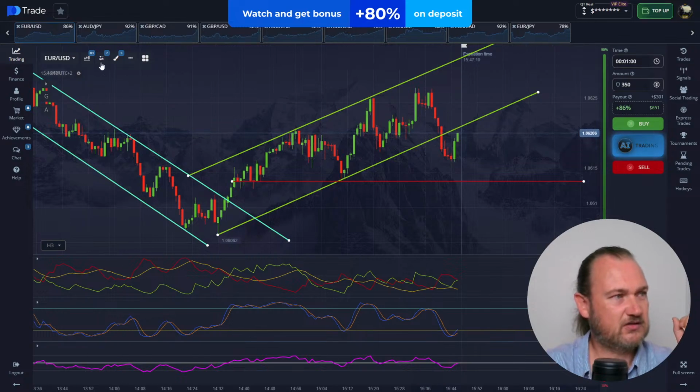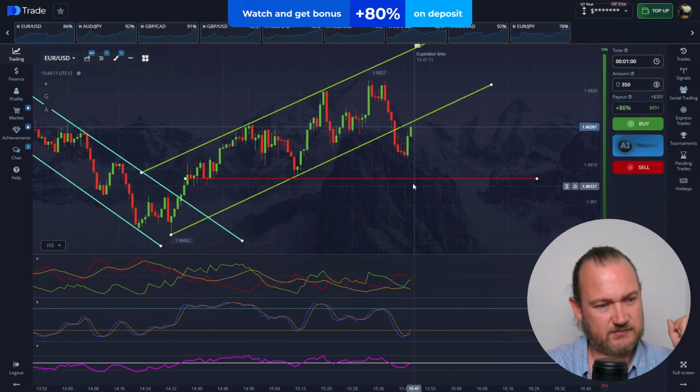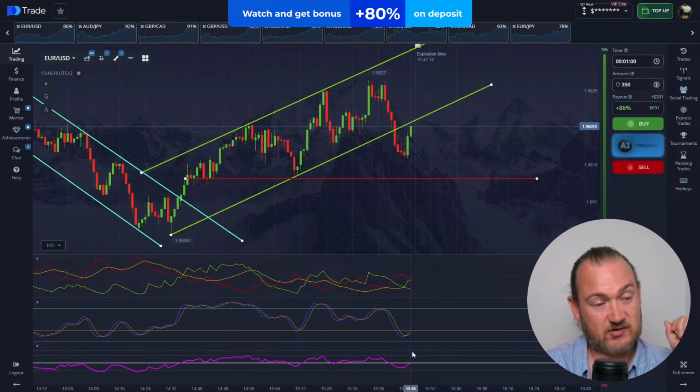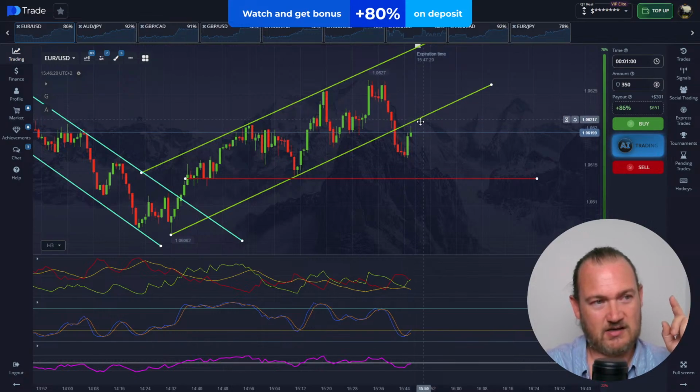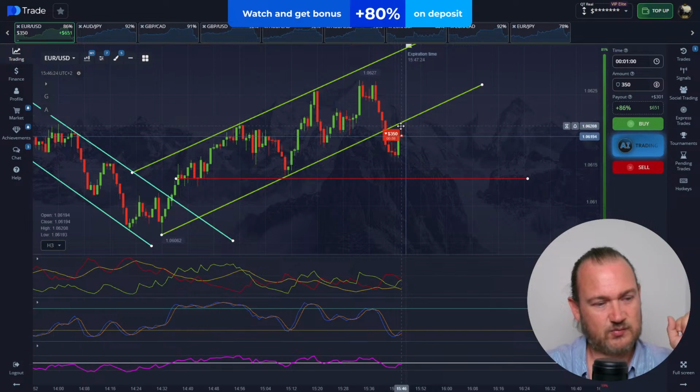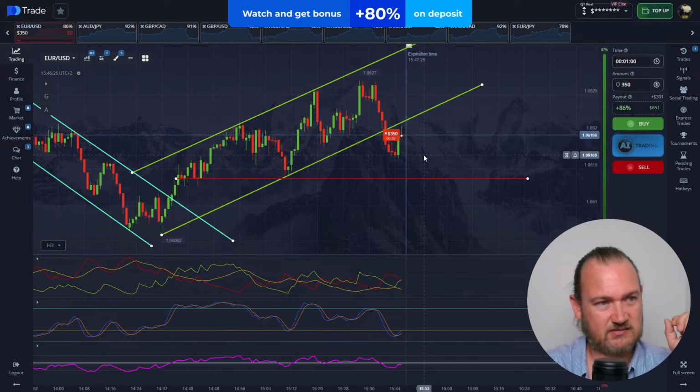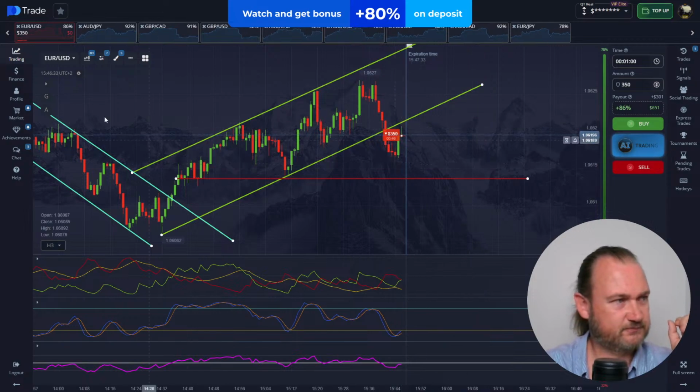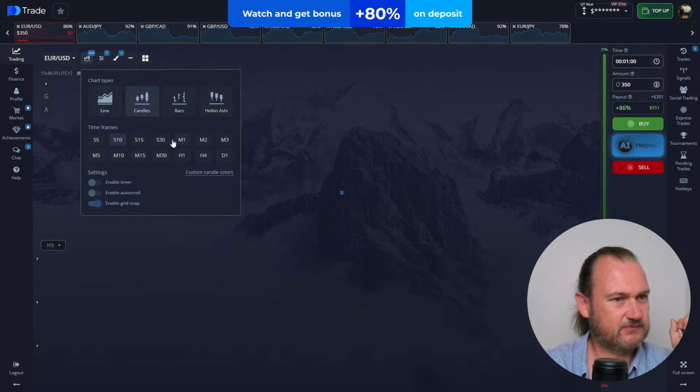We do have something here. Let's see. Okay, so the stochastic is nice and low. We've got the RSI hitting the middle line, and it's going to be a sell. Okay, so that was the retest. I took this trade a little bit late. I should have taken it a bit higher, but this is probably the retest, and it should push down from here. Let's see what the 10 seconds look like.